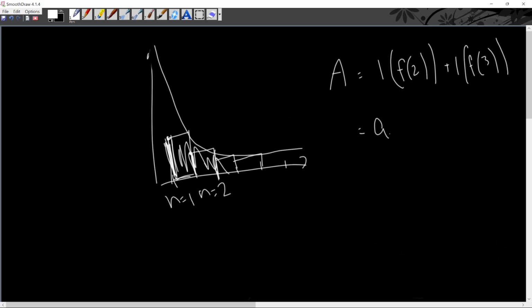But this is also equal to a2 plus a3 plus a4, which is again a series, right? We're adding from i is equal to 2 to some value of n, and this is a sub i, because we're using i as our inputs instead of n's.